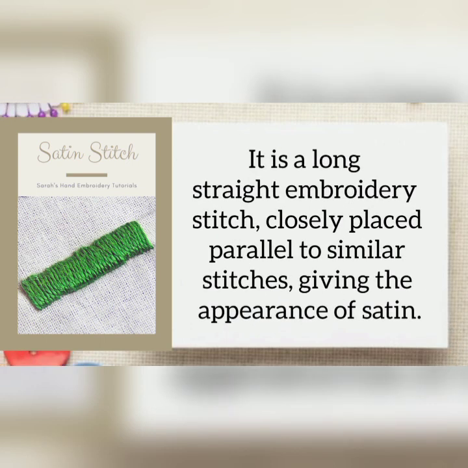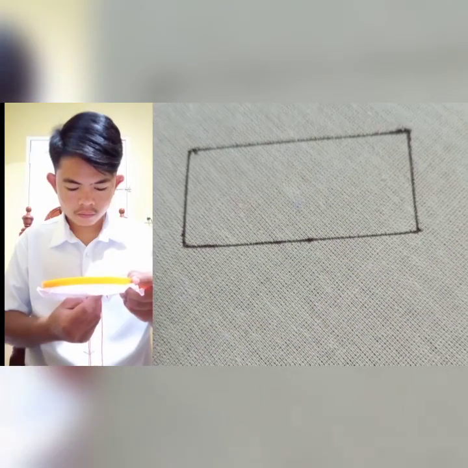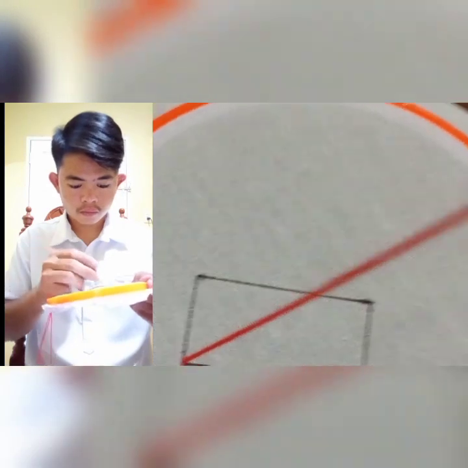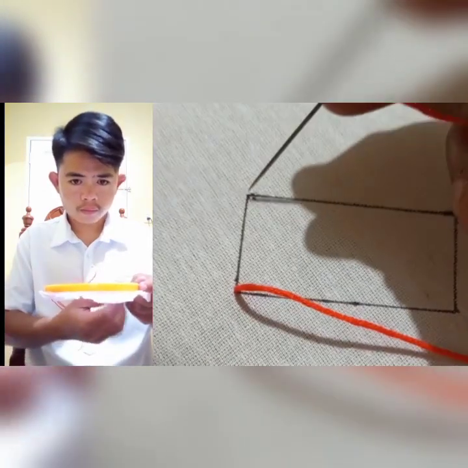Satin stitch. It is a long straight embroidery stitch closely placed parallel to similar stitches, giving the appearance of satin. For the satin stitch, go up on the lower part and go directly across the top.